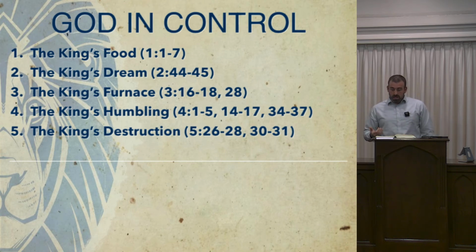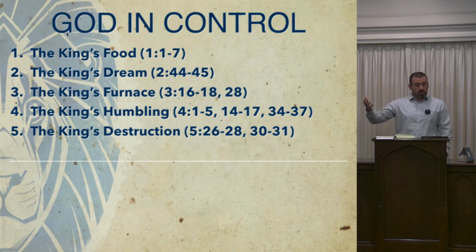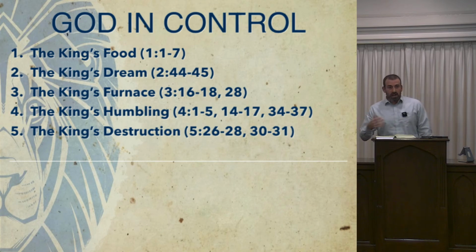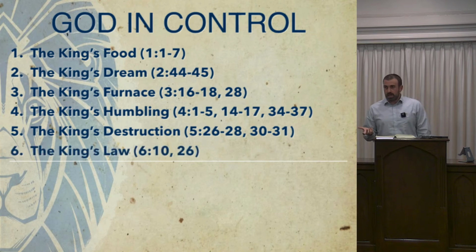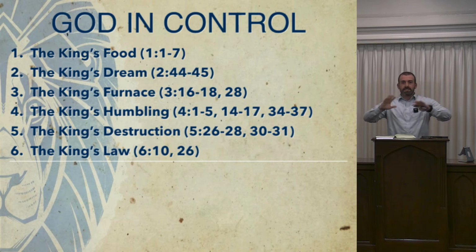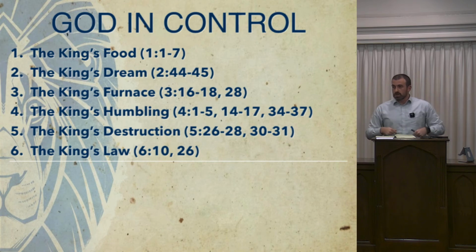And as you read through this, what you see is Darius really likes Daniel, and Daniel seems to be doing great. Everything's going well for him. And everybody else starts to get jealous of Daniel, and they decide that they're going to trick Darius into making a law that will result in the death of Daniel. And so this chapter reveals to us the king's law, that the king decides, I'm going to make this law. If you pray to any other gods except for King Darius, you'll be thrown into the lion's den. For 30 days, don't pray to any other gods except for the king.